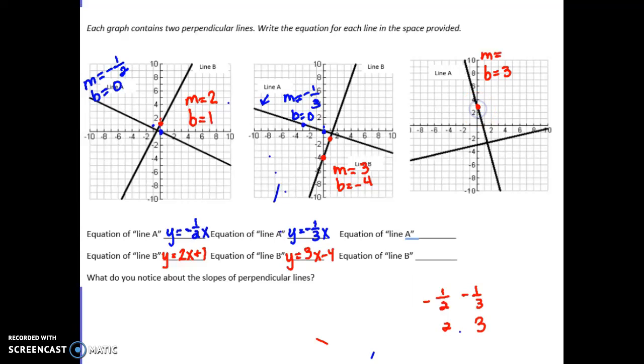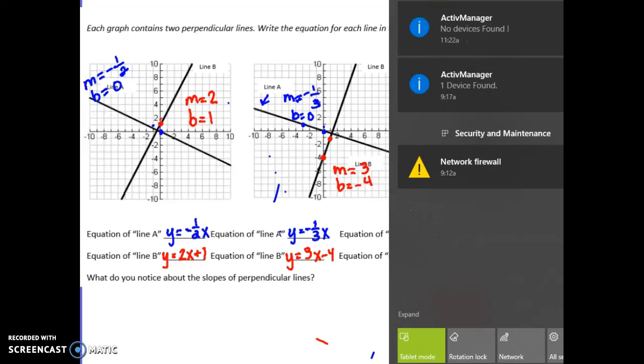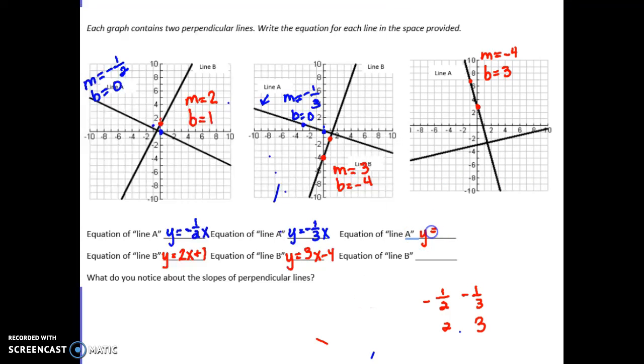And our slope is going to be, we go 1, 2, 3, 4, and over 1, so it's going to be a negative 4. All right, so the equation of line A is going to be y equals negative 4x plus 3. And then if I look at the second one, the line is crossing right here at negative 3, and our slope is actually, we go up 1, 2, 3, 4, so our slope is positive 1/4. So our equation is y equals 1/4 x minus 3.